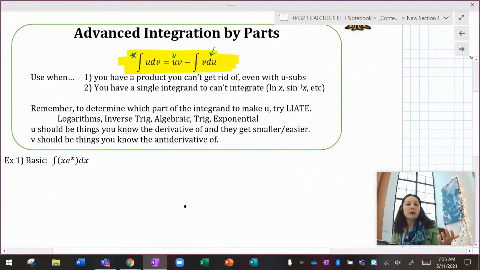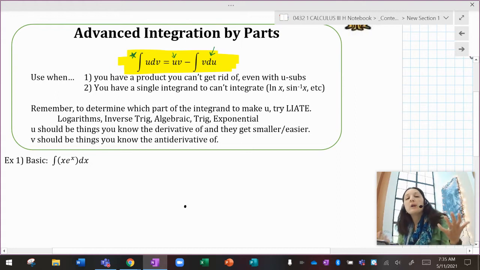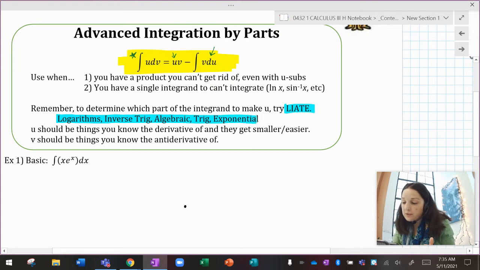How do you pick? I've got the integral of u dv. How do I pick which part's u and which part's dv? Well, that's a big question, but one thing you can do to help you get started is if you're not sure which part of the product is u and which other part of the product is dv, you can remember LIATE. LIATE. If you sing it like a monk, sometimes it makes it easier.